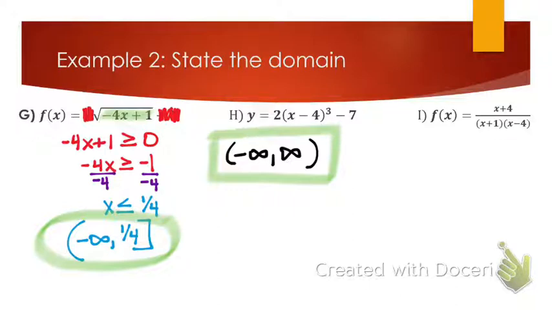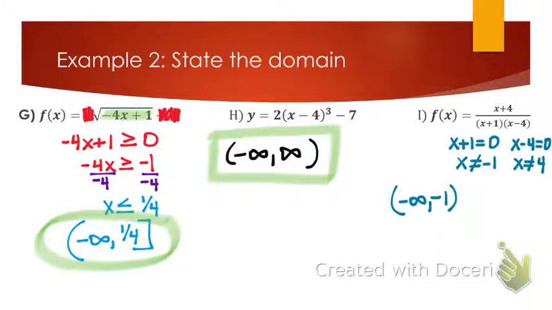What about I? Do you have any denominators? We do, so we actually have to exclude. We're going to take the x plus 1, set that equal to 0, which means x cannot equal negative 1. And then if x minus 4 equals 0, x cannot equal 4. So going from left to right, the smaller number is negative 1. So our domain would be from negative infinity to negative 1, and then anything from negative 1 to 4, and then 4 to infinity.